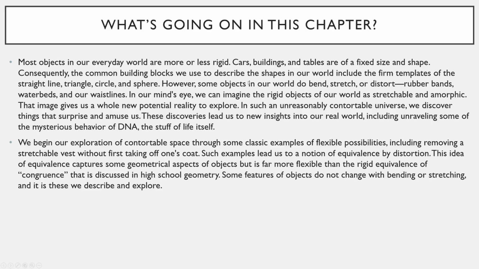And it's a really interesting chapter. So, what's going on? Most objects in our everyday world are more or less rigid, right? Like cars, buildings, and tables, which are of a fixed size and shape. Consequently, the common building blocks we use to describe the shapes in our world include the firm templates of the straight line, triangle, circle, and sphere. However, some objects in our world do bend, stretch, and distort. Think of rubber bands, water beds, or even our waistlines.